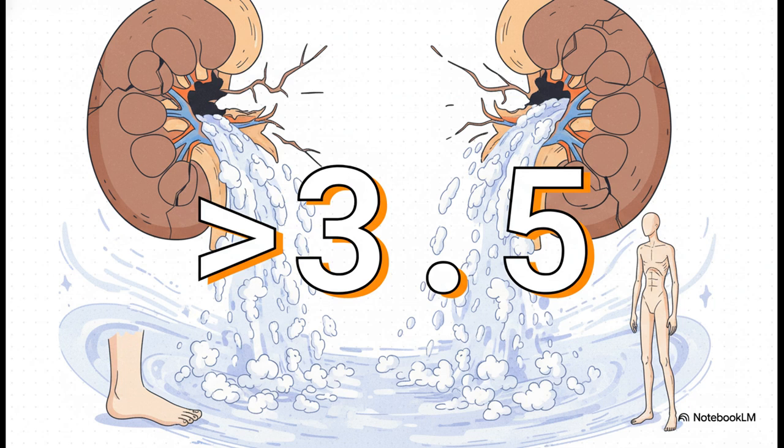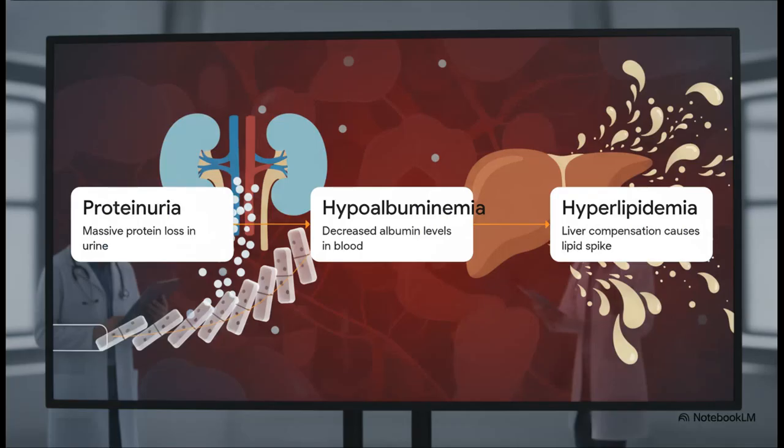That is a truly massive scale of loss, and it sets off this devastating chain reaction throughout the patient's entire body. And this brilliantly illustrates the logical cascade that follows. Step 1 is the massive proteinuria we just talked about. The patient is losing all this protein, specifically albumin, right into their urine. Then, step 2. Because of all that loss, the blood levels of albumin just plummet, resulting in marked hypoalbuminemia.